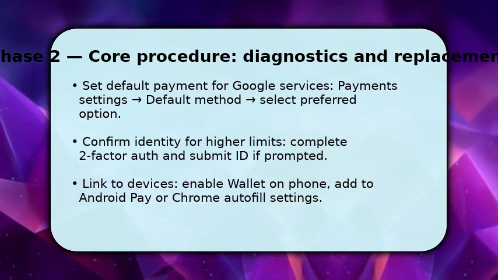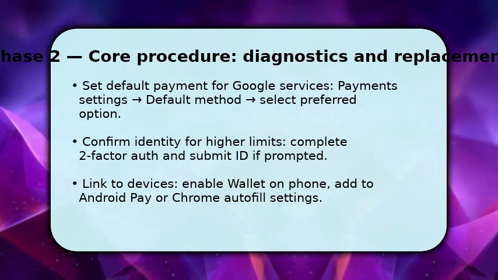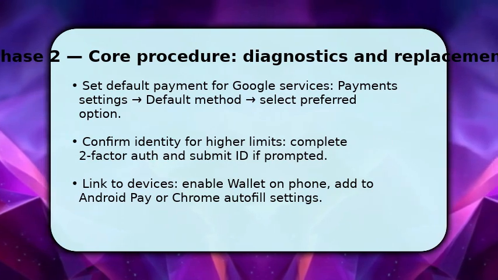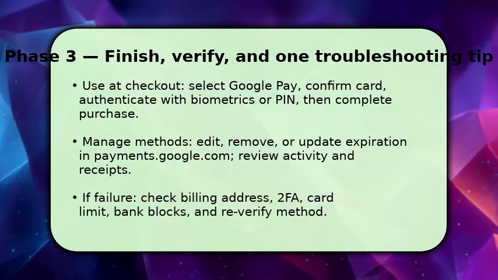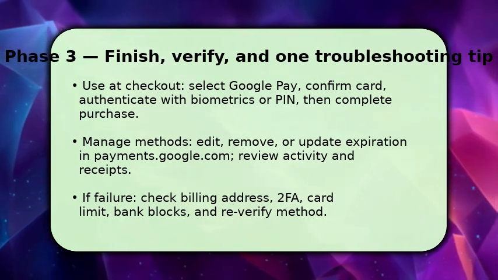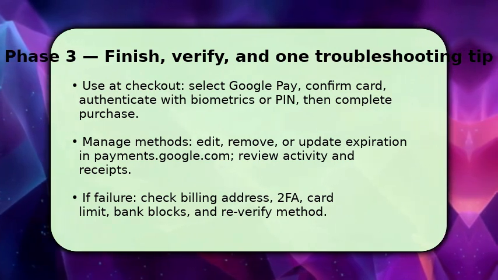Enable Wallet on Android, add the card to contactless pay, and check Chrome autofill so checkout is fast and consistent across devices. To pay, choose Google Pay at checkout, confirm the payment card, then authenticate with biometrics or PIN. This completes the purchase.